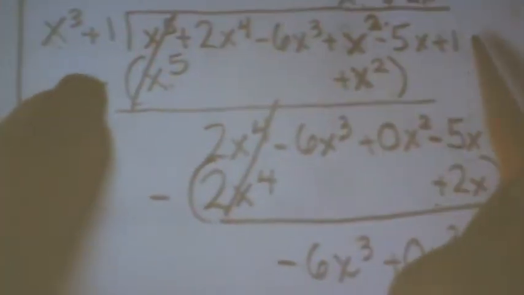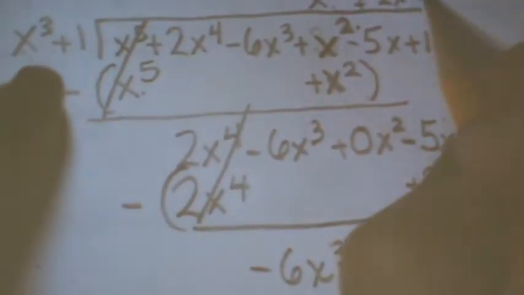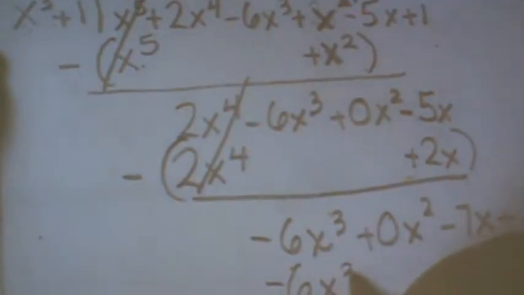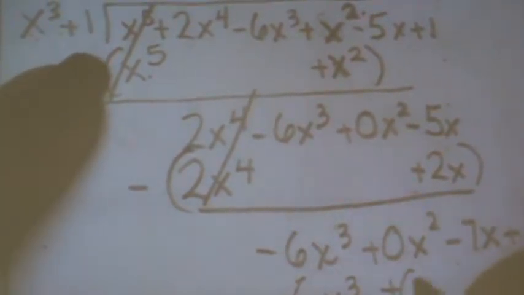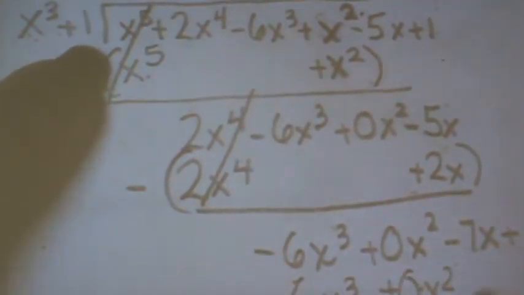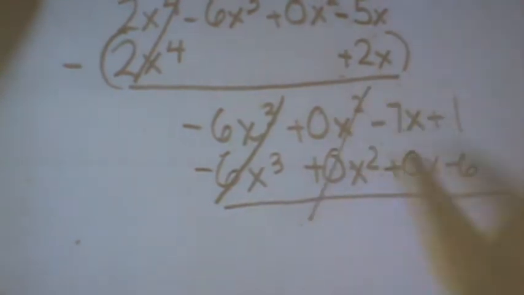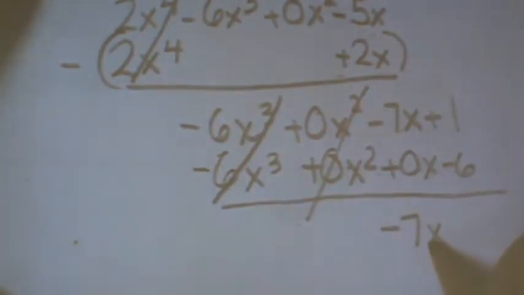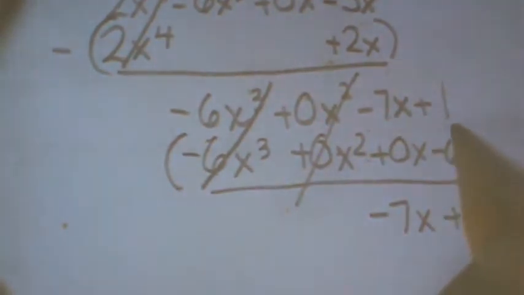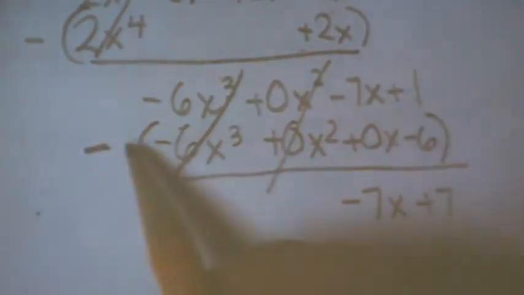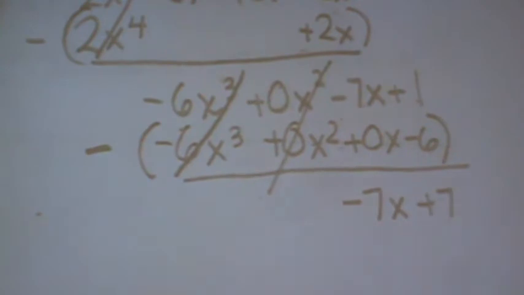Now, what do I need here? I need a negative 6x cubed. Negative 6 times x cubed is negative 6x cubed. And then I have no x squared, I have no x, and I have negative 6 here. So these are going to cancel. Nothing's here. I have negative 7x. What's this going to be? Plus 7. How'd you get plus 7? You multiply by that negative, because you're subtracting, and 1 minus a negative 6 is 7.